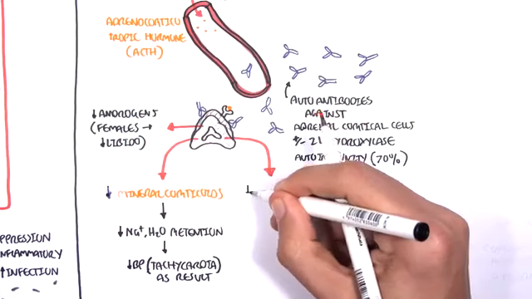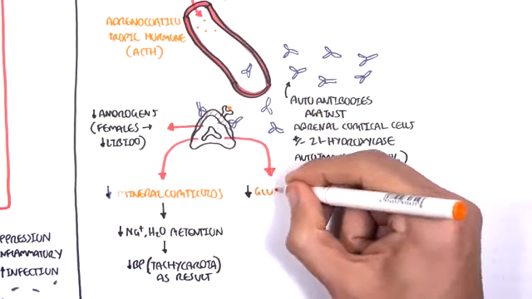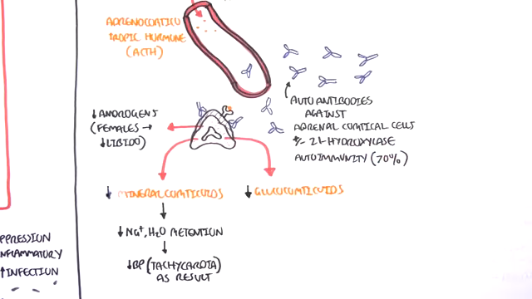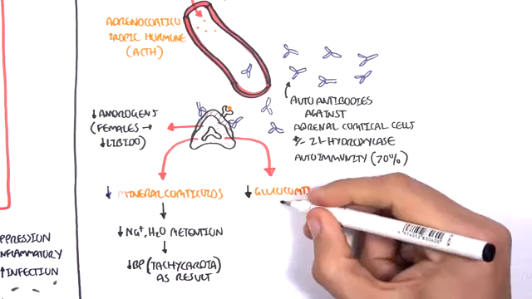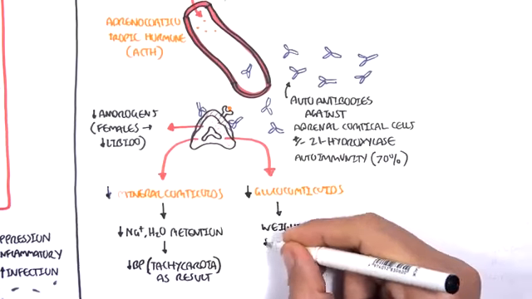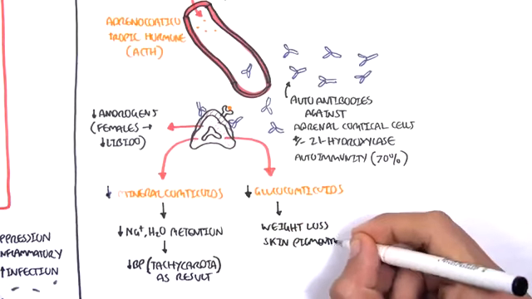A reduction of the glucocorticoids by the autoimmune attack causes many things. Basically the opposite effects of what glucocorticoid steroids would otherwise do. This means that people with Addison's disease will have weight loss, skin pigmentation, and fatigue in general.